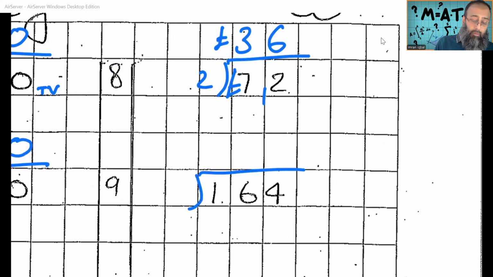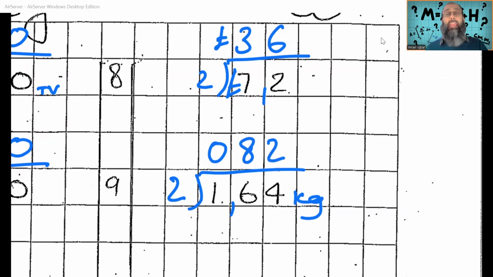Last one. You can only carry half of your luggage weight at the airport. You come with 164 kilos, and they say you can only take 50%. So we divide it by 2. 2's in 1 is 0, remainder 1. 2's in 16 is 8. 2's in 4 is 2. So you're only allowed to take 82 kilograms with you on the flight.